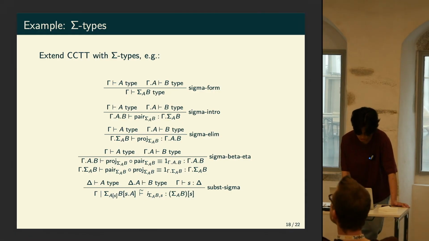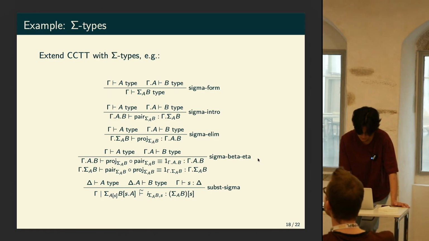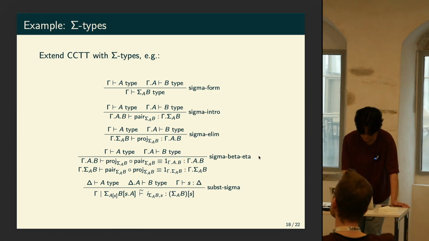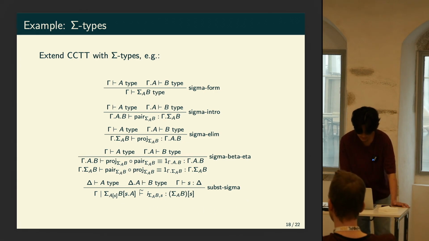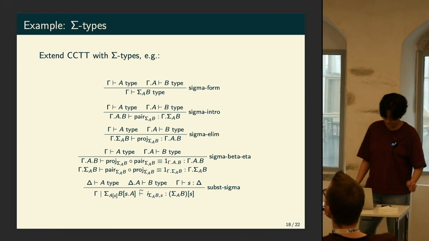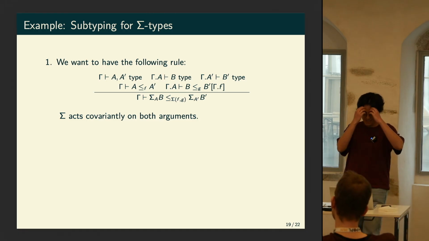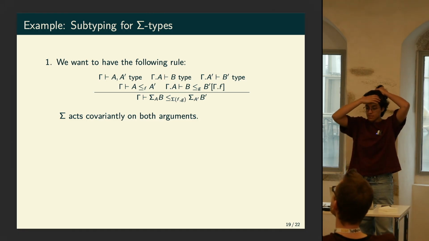Okay, so this is how we would add sigma types to our rules. So this is just what you would expect it to be, the formation rule, the introduction rule, the elimination rule. This is just what you would expect, again, for beta and eta. And then this one corresponds to a Beck-Chevalier condition. It just tells you that substitution commutes with sigma as you would expect. So we also have these Beck-Chevalier rules for Beck-Chevalier conditions.